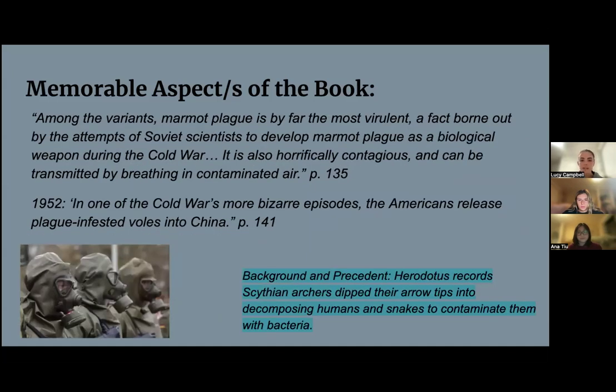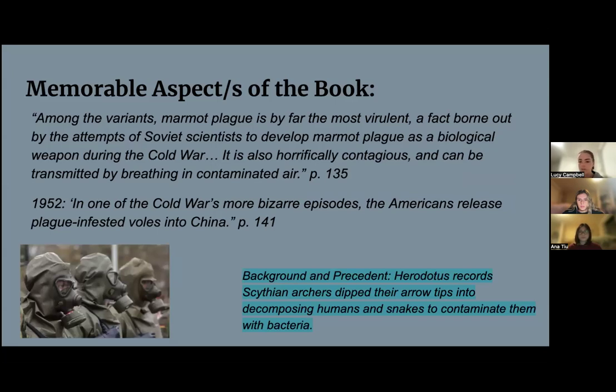Another memorable aspect that was towards the end of the book was this idea of biological warfare. So among the variants, Marmot plague is by far the most virulent, a fact borne out by the attempts of Soviet scientists to develop Marmot plague as a biological weapon during the Cold War. It is also horrifically contagious and can be transmitted by breathing in contaminated air. Additionally, in one of the Cold War's most bizarre episodes in 1952, the Americans released plague-infested voles into China. So this was a passage that was mentioned almost in passing as they were talking about different kinds of plagues, but it was something I wanted to learn more about.